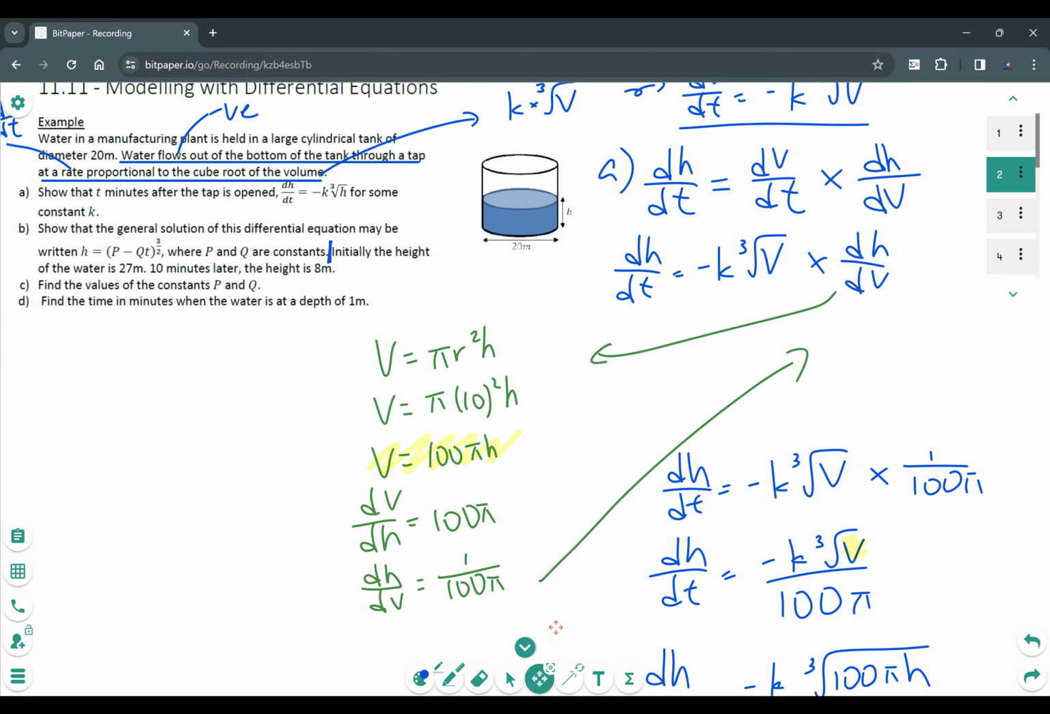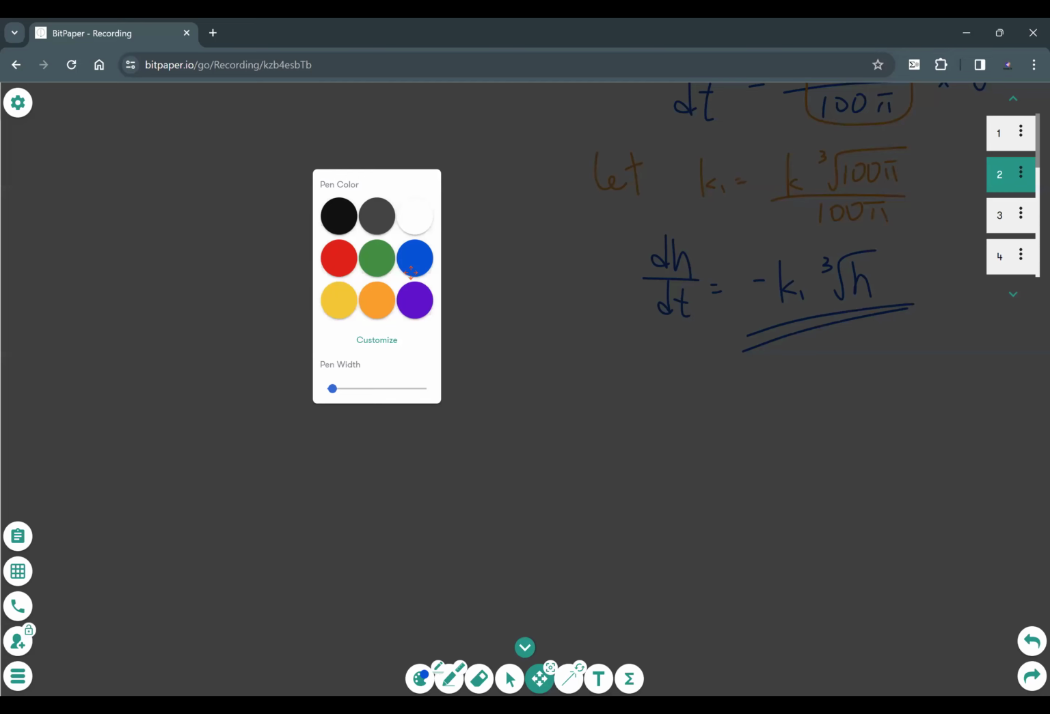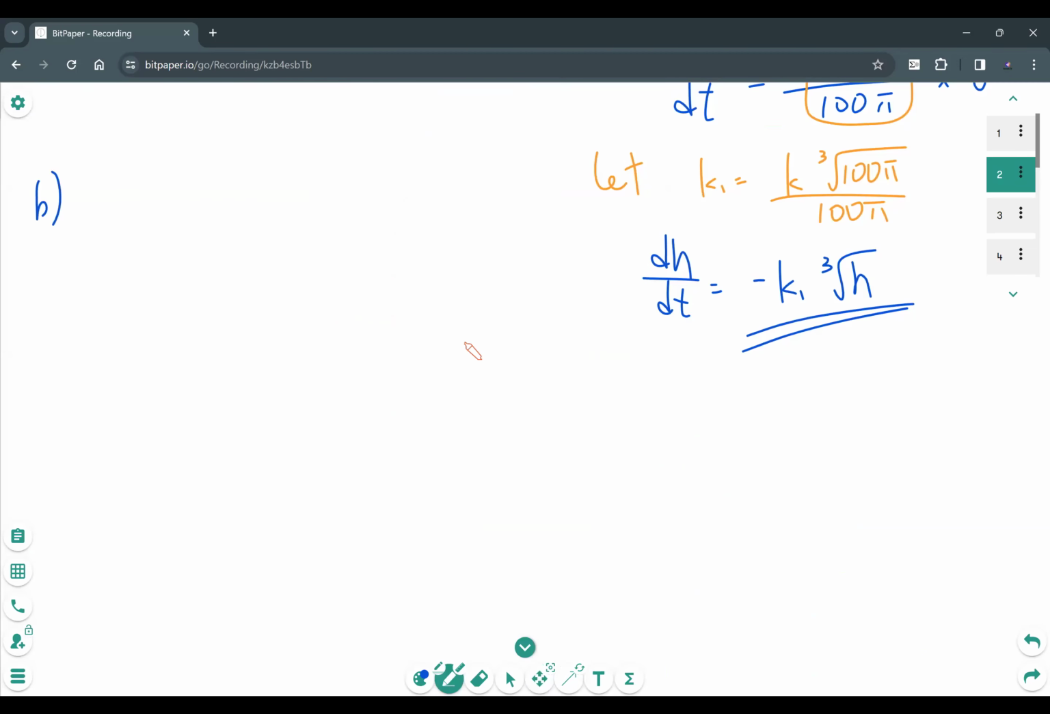And so we've got this dh by dt equals negative k cube root of h. So we'll start from there. Part B. So we know dh by dt equals negative k cube root of h. So what about K1? Doesn't matter. It's just K.